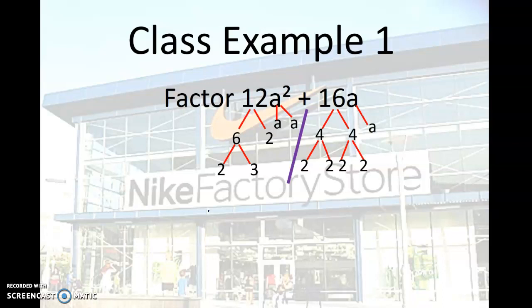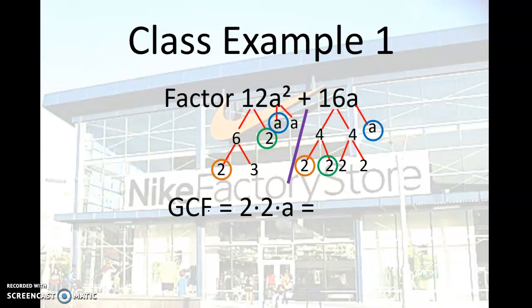All right, what do they have in common? They both have a 2. They both have another 2. They both have 1a. And that's all they have in common. So then the GCF is the 2 2's and an a, which equals 4a.